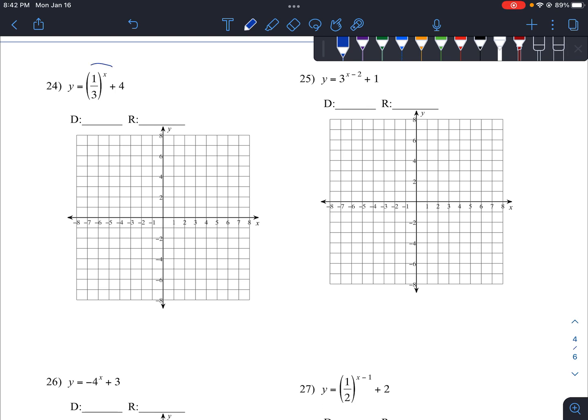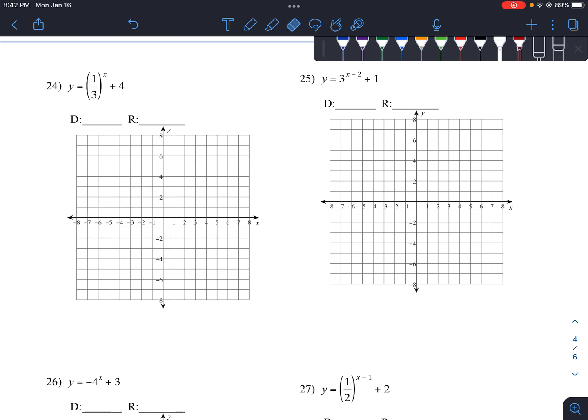So in any case, exponentials. Let's take the first one that we have here. This is base 1/3 to the x, and then plus 4. Just keep a note that if the base is less than 1, this is going to be an exponential decay rather than exponential growth. So keep that in mind.